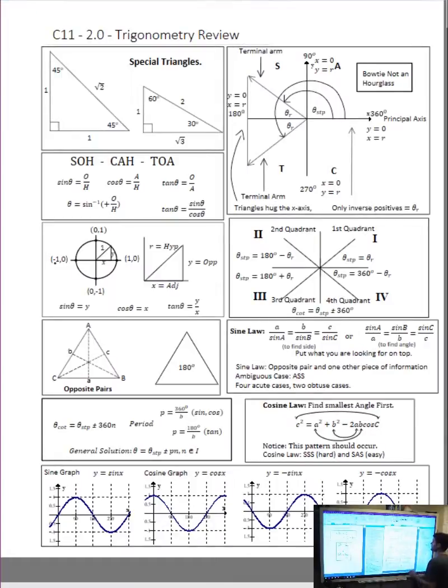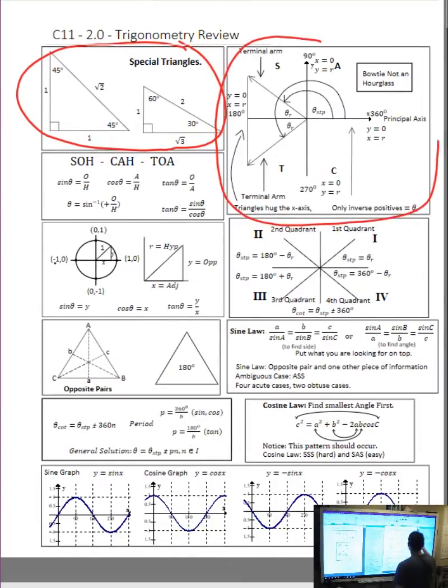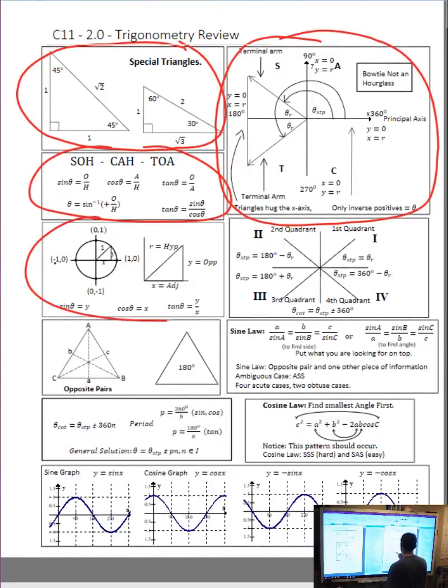Trigonometry review. It's going to be the same review that we are going to be doing in grade 12 with the new angle measure, something other than degrees, which I spoke about. So again, special triangles. We've got to memorize those. The ASTC graph. SOHCAHTOA. The unit circle and the actual definition of sine, cosine, tangent.